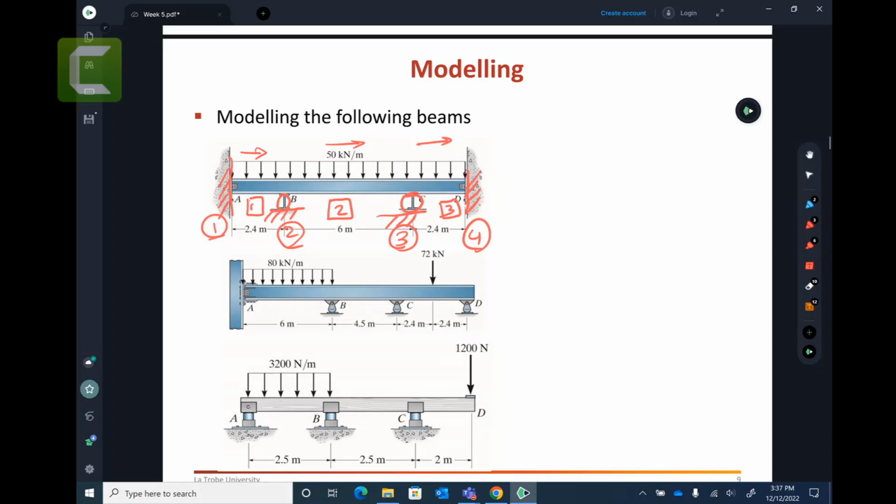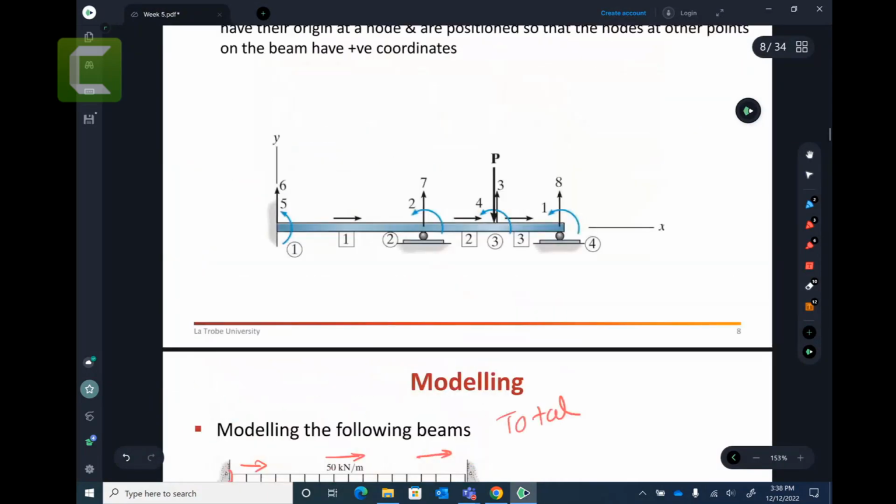Help me out. How many total degrees of freedom are here in these ones? Each node has 2 degrees of freedom. So how many total? What is the total degrees of freedom? For your case here, total degree of freedom is 8. 1, 2, 3, 4, 5, 6, 7, and 8. So total 8 degrees of freedom.